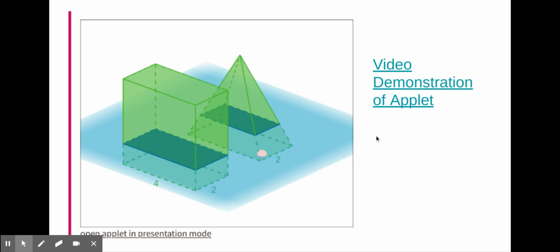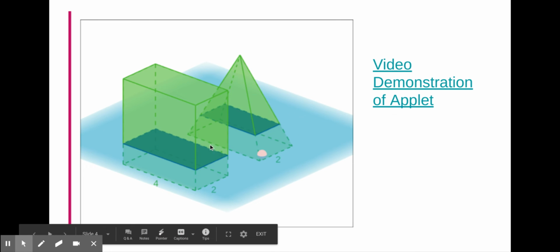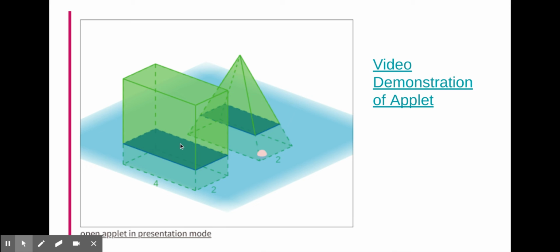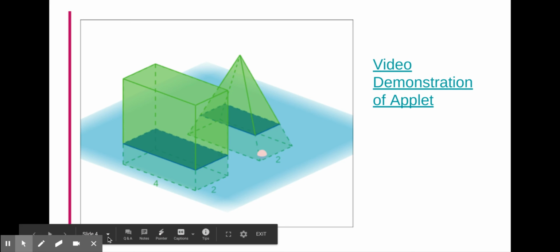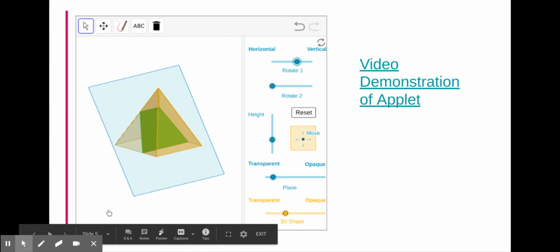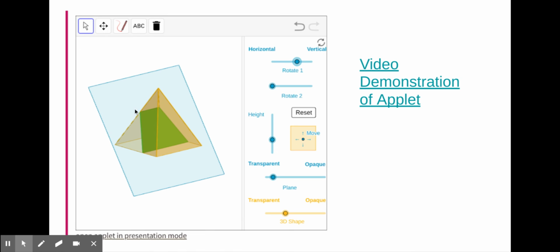So here's one applet. When you go on this video, you'll see me moving this plane up and down, and you see what the cross section, the inside here, would be. When I go to the next slide, you'll see one where I again manipulate it. This time I'm moving the plane at different angles. And as I said before, if you have an angle here, notice how it's a trapezoid inside there.